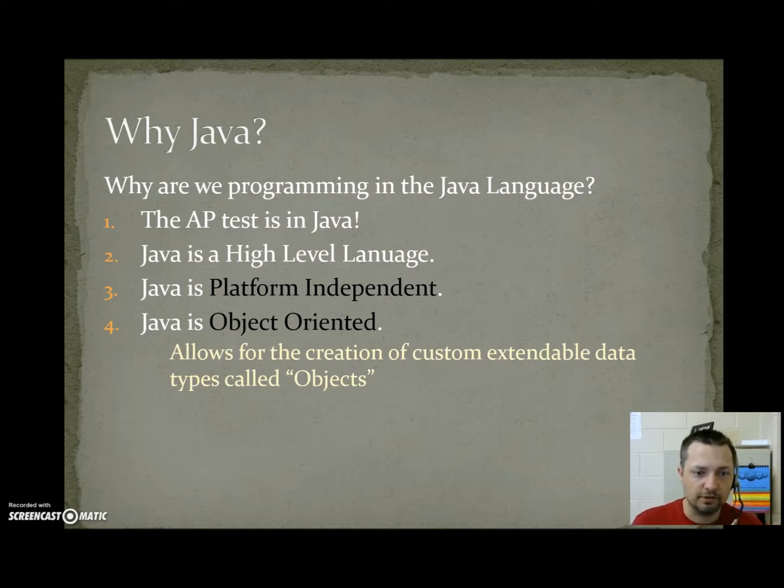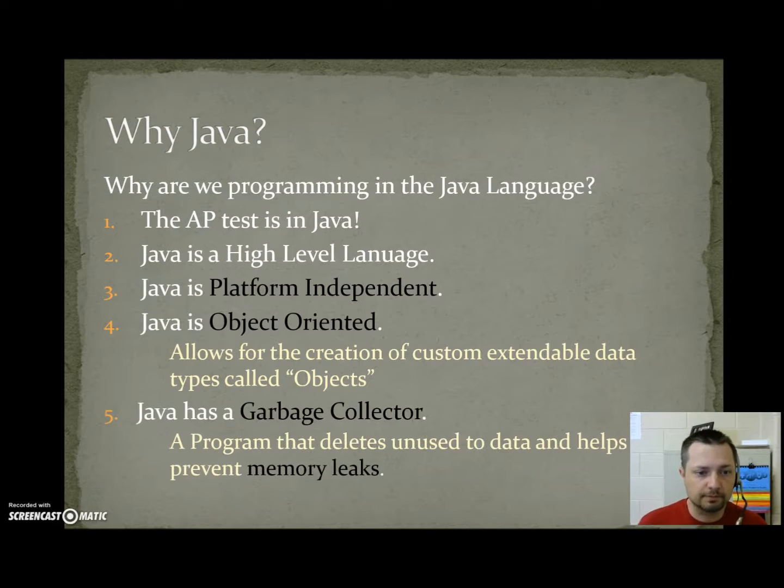Java is object-oriented. It allows for the creation of custom extendable types called objects. Now, at this point, it's really hard to define for you what an object is. That's something we'll cover more in the second semester. But if I were to ask you what are some of the benefits of Java, one of the main benefits is it's an object-oriented language. And again, later in the year, we'll get more into what that means.